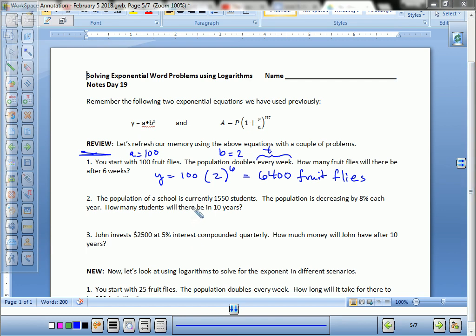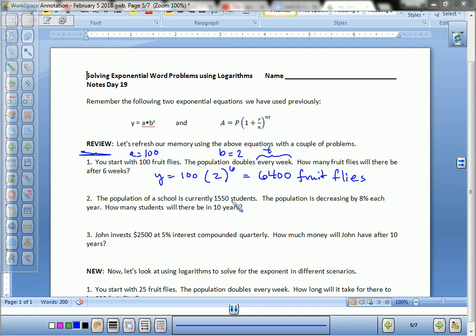Okay, number 2. The population of a school is currently 1,550. Is that greater or less than Starsmill High School? Greater, about like 200. It has to be greater. It is greater. We're right around 1,400 right now. That's close. Yeah. We are a small 5A school.